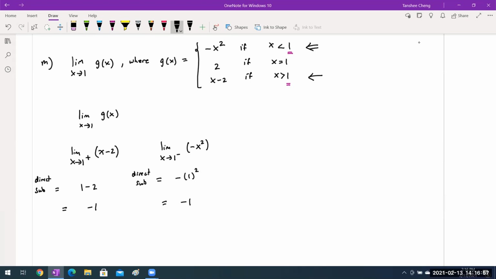Since the left-hand side limit and right-hand side limit are the same, I will be able to say that the limit as x approaches 1 of this piecewise defined function g of x is equal to -1. We do have a limit value. So hopefully these examples help you see clearly when to use the left-hand side limit and right-hand side limit, and when not to. Let's take a look at the next example.